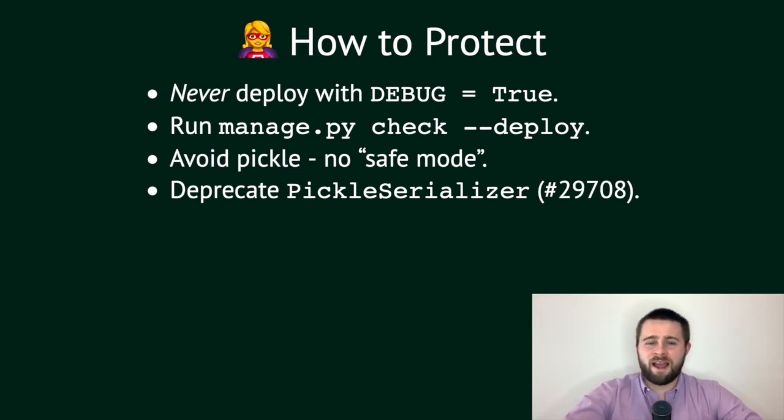We should also try and avoid using Pickle as much as possible. There isn't a safe mode for it. There are attempts out there to tighten it and prevent it from running completely arbitrary commands, but I think there's normally a way around it thanks to the dynamism of Python. And finally, we should look into deprecating the Pickle serializer from Django. There is an open ticket for this. It would just require a little more work to figure out some corner cases in the sessions framework.